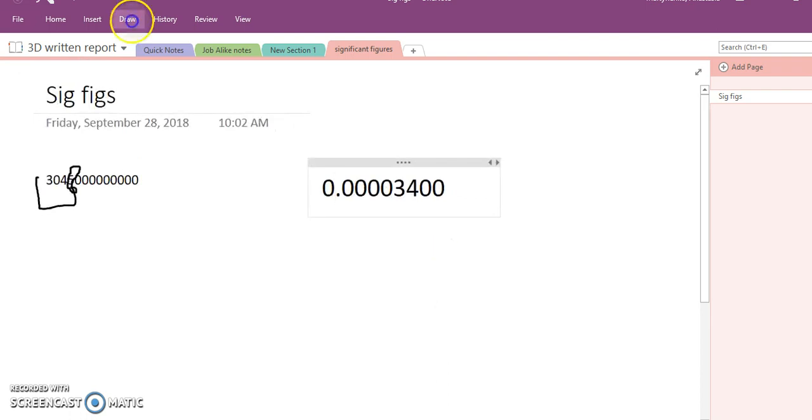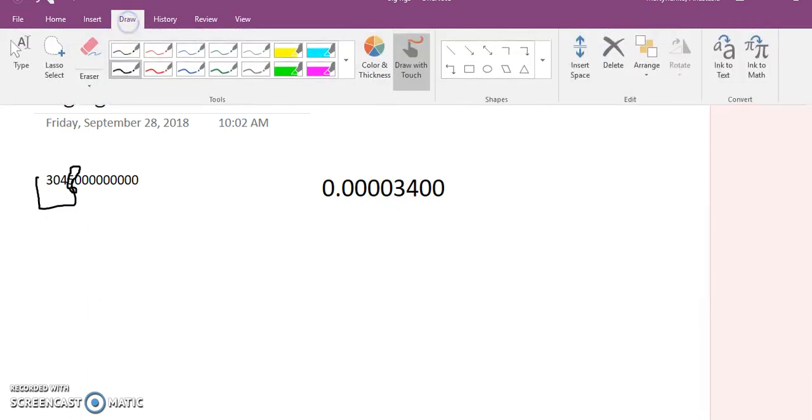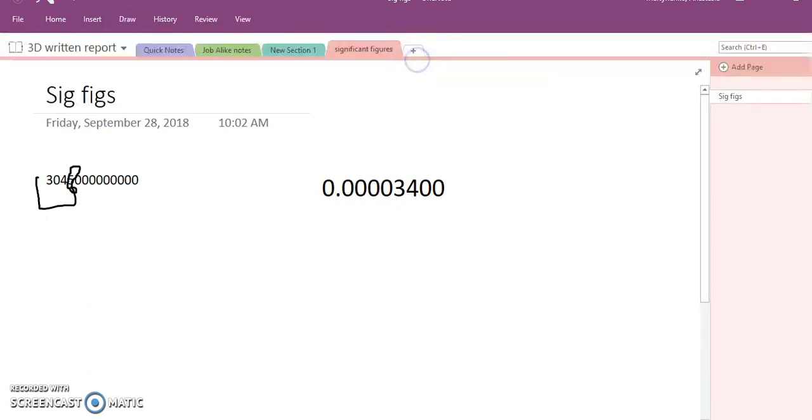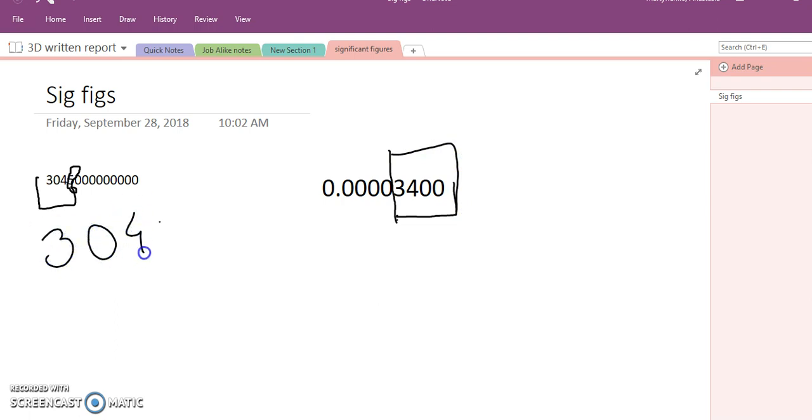In this case, this is number 3, right here. So this number and all of the numbers behind it, they're all significant. And it doesn't matter if you have a bunch of zeros at the end in this particular case. If your number has a decimal point, these two are significant. So in this case, the significant figures are 3, 0, 4, 5. In this case, the significant figures are 3, 4, 0, 0.